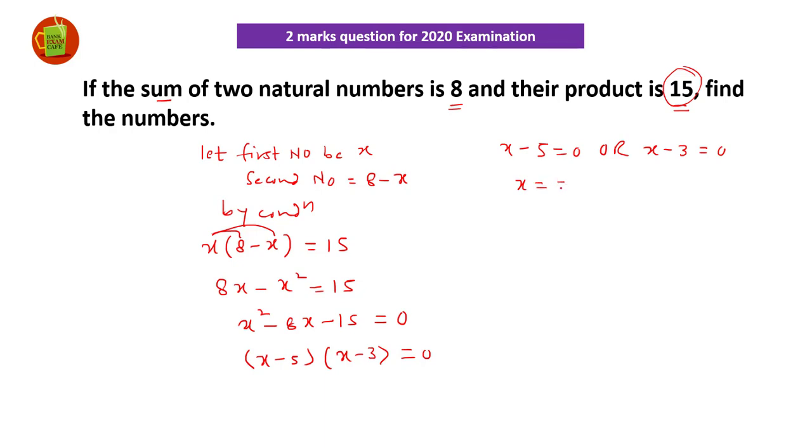Therefore x is equal to 5 or x is equal to 3, and therefore the required two values of x will be 5 and the other value will be 3. So if one value is 5, the other will be 3, and if one value is 3, the other will be 5.